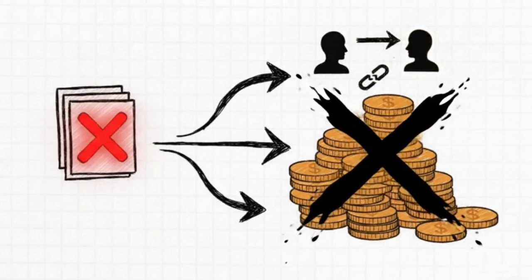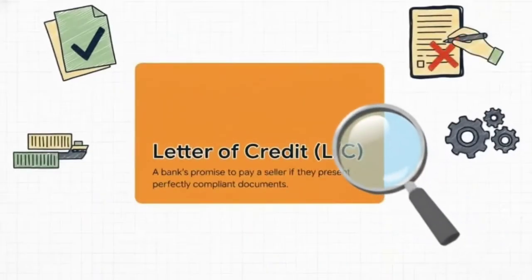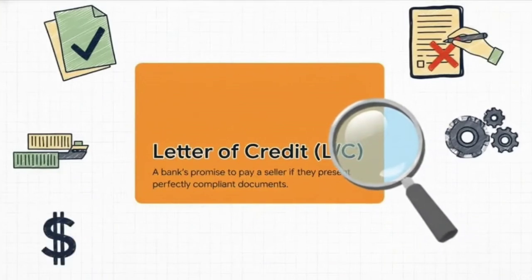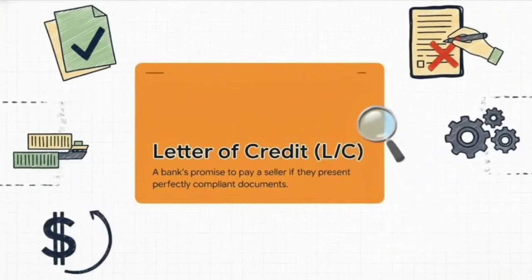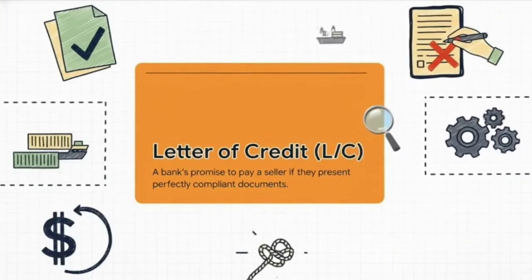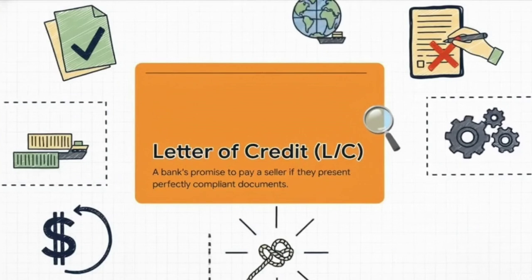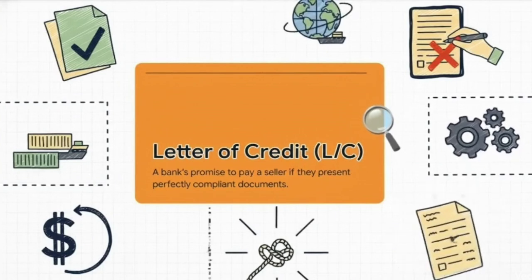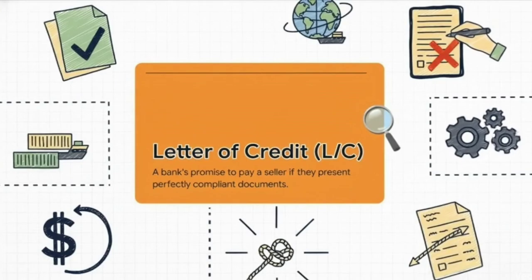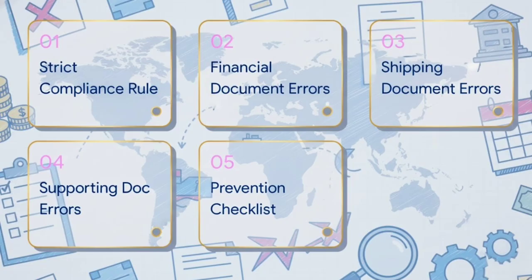So first things first, what exactly is a letter of credit, or an LC, as you'll often hear it called? Well, at its core, it's basically a conditional promise from a bank. And that word, conditional, is everything. I really want you to focus on this phrase right here, perfectly compliant documents. Your payment, the entire deal, it all comes down to those three words.